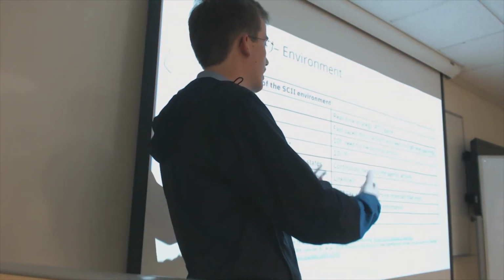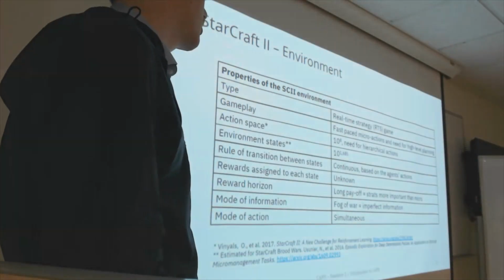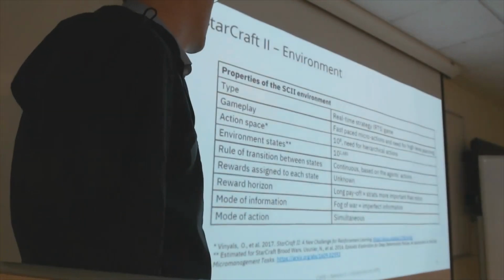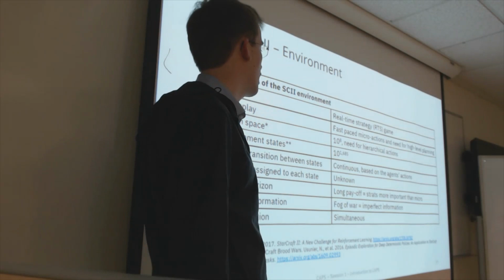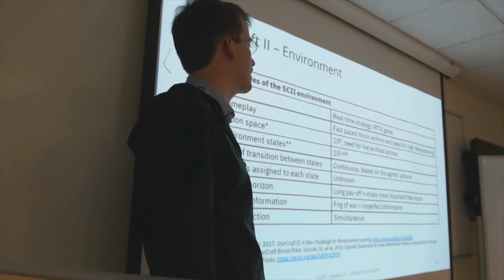So high-level planning again means you have to build up your economy, and then fast-paced micro-actions would be that individual units within your army are sort of moved around across the map. So the action space is huge. It's 10 to the power of 8, which means you need hierarchical actions.